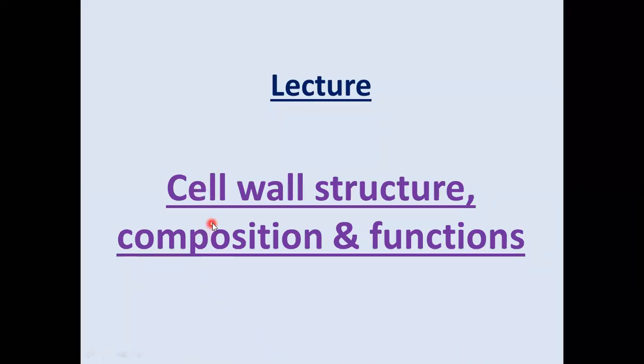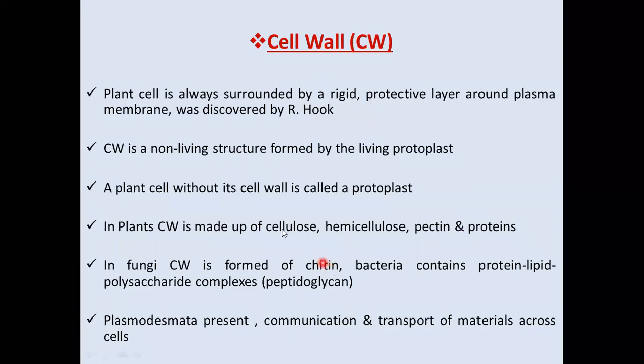In this lecture, we will discuss cell wall structure, its chemical composition and functions. So we know that a plant cell is always surrounded by a rigid and protective layer around the plasma membrane, and the cell wall was first discovered by Robert Hooke. So the cell wall is outside the plasma membrane and is very rigid in structure and protective in function.